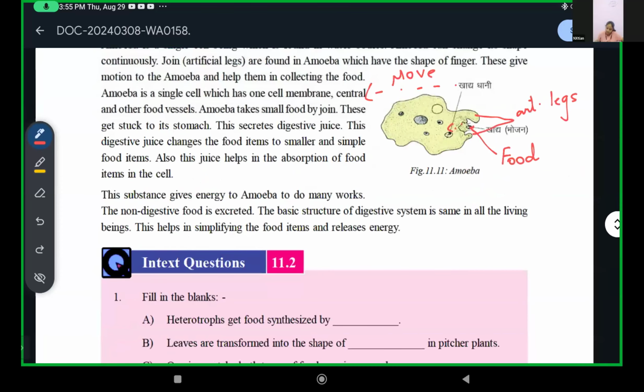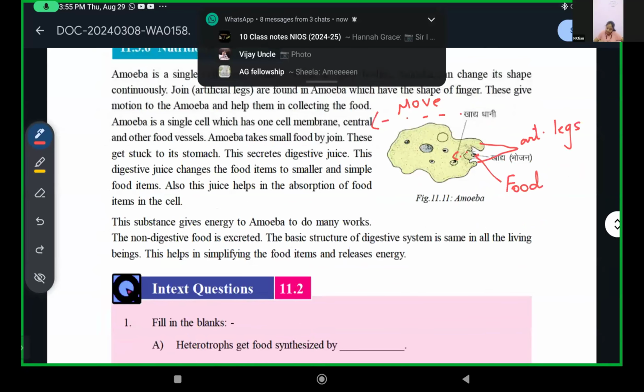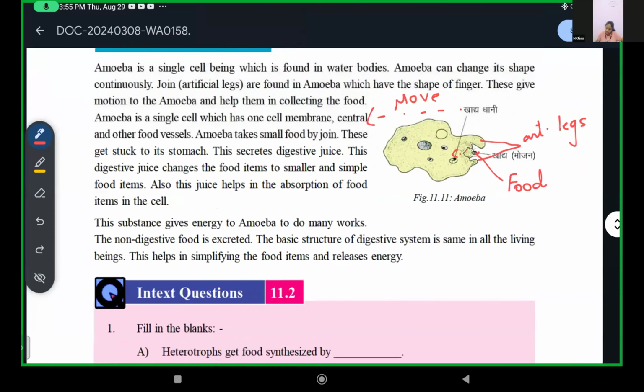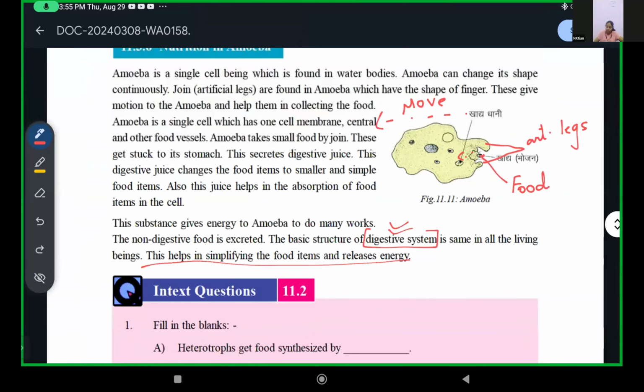This substance gives energy to amoeba to do many works. The non-digestive food is excreted. The basic structure of digestive system is the same in all living beings. This helps in simplifying the food items and release energy. Now we are going to talk about the digestive system in living organisms.